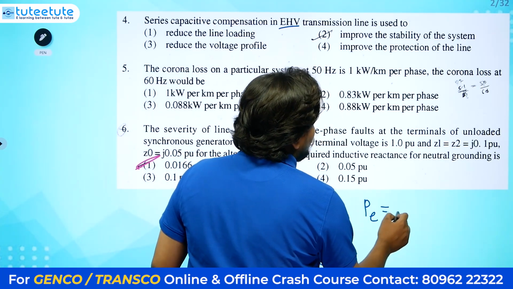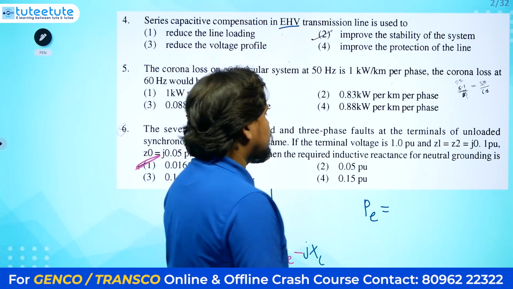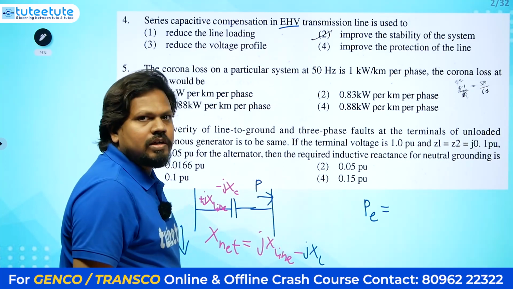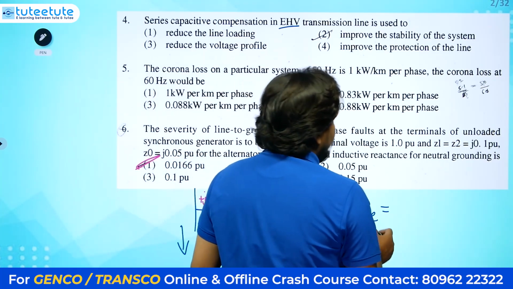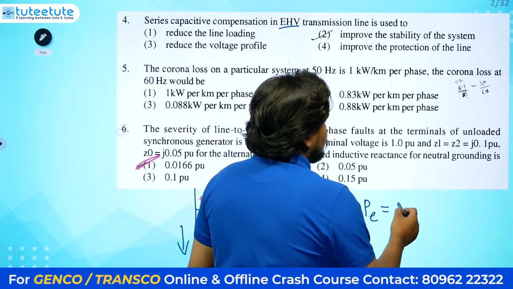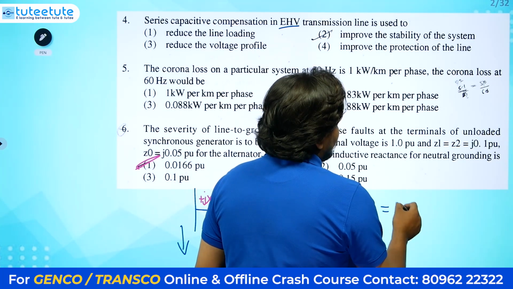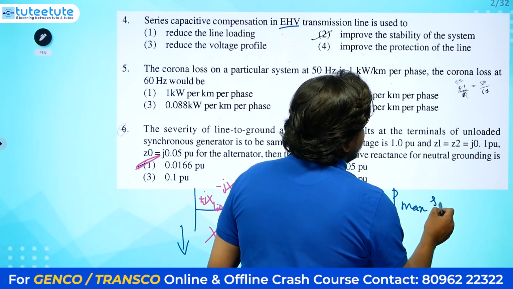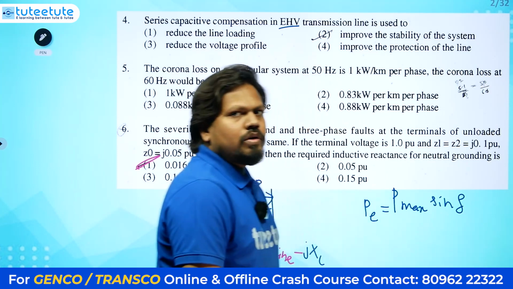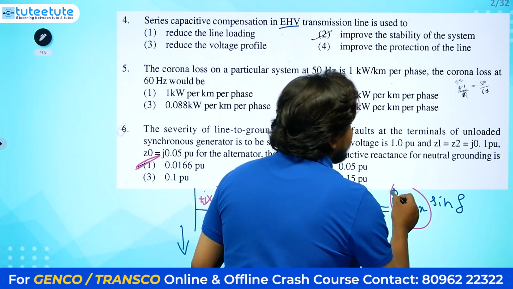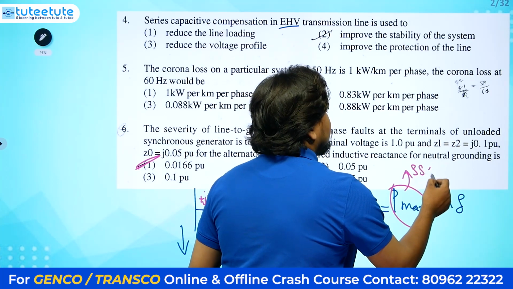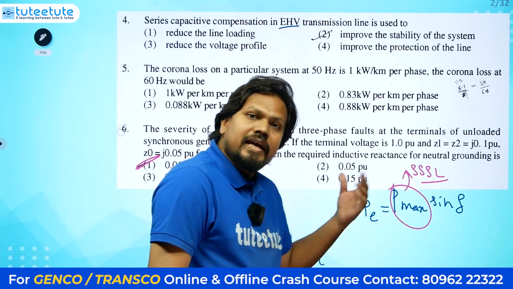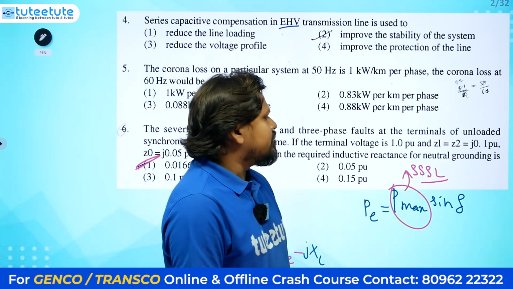Whenever net reactance decreases, see what is happening. Generally the electrical power output, that means the active power received at this end, will be PE, electrical power, equals P max sine delta. What is this P max? P max is nothing but our steady state stability limit. This is the maximum power that can be transferred, the maximum limit we will have.